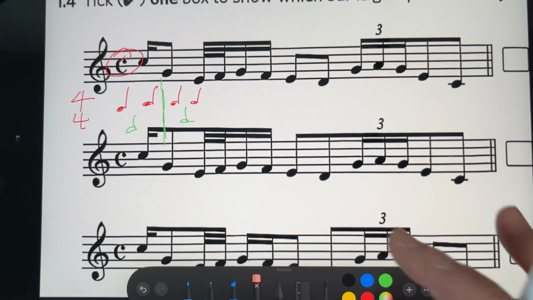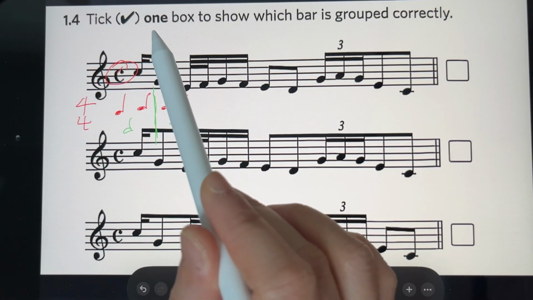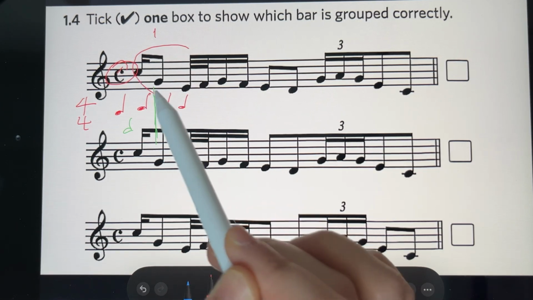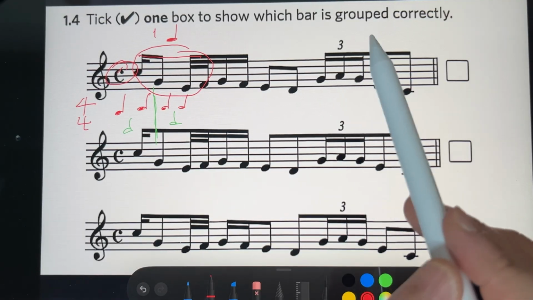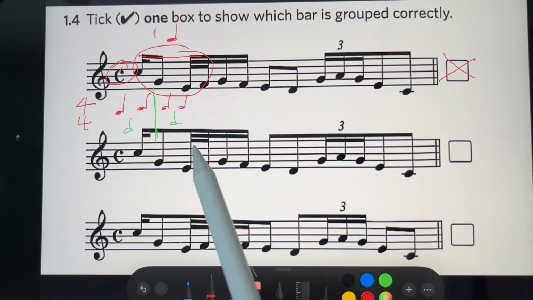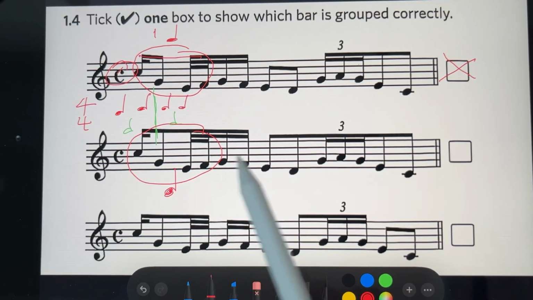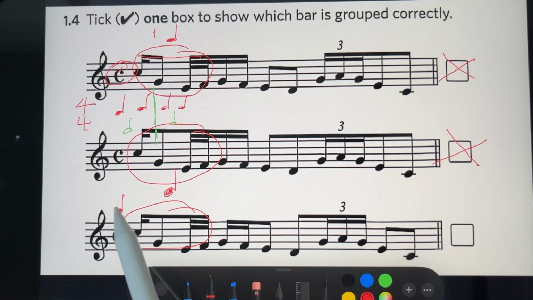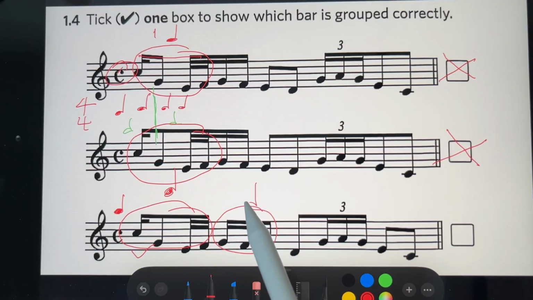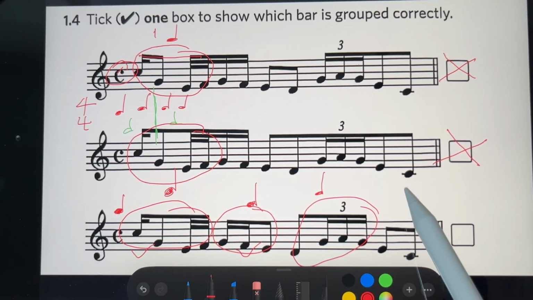Okay, so let's look at the first one. So first one we have, this is 1/4, and they are supposed to beam together. So this is incorrect. Second one we have here, this is 1/4. They're supposed to beam together, so this is incorrect. Now this is 1/4, yes, they beam together, so that is accurate. Second one, 1/4, yes, they beam together. This is 1/4, yes, they beam together, and this is 1/4, so this is accurate.